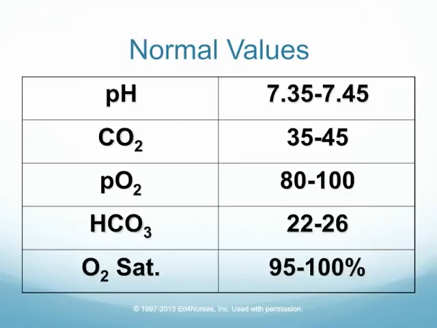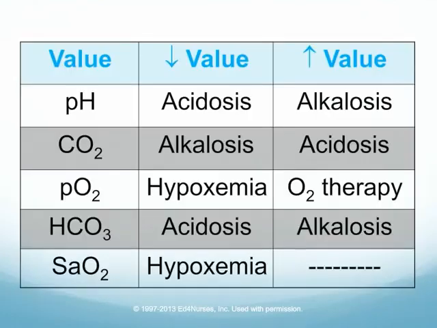Right? It's not what you get on a pulse ox. And then your bicarb normal is 22 to 26. Our oxygen saturation normal is going to be 95 to 100%. So here's what happens when the values become abnormal.